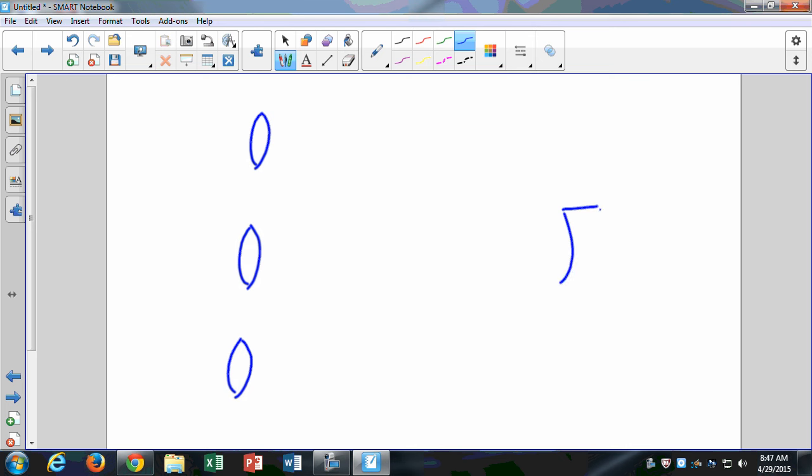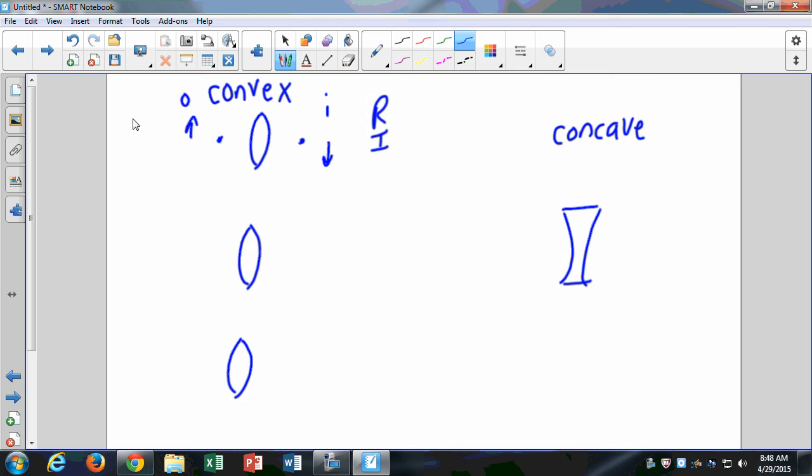This is concave. It caves in. That's why it's called that. This is convex. I don't know why it's called that, because it's vexing, I guess. If you have the object outside the focal point, you produce a real, inverted image that could be either smaller or bigger. This is the image. If you have it at the focal point, it produces no image at all.